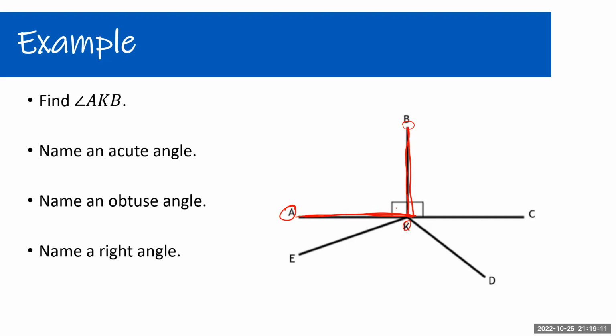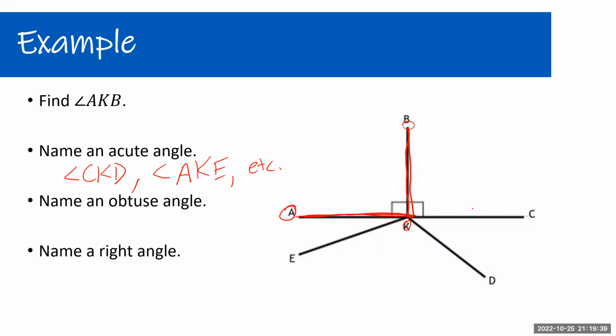If we want to name an acute angle, there's lots of them here. Okay, lots of small angles. We could name angle CKD. We could name angle AKE, and so on. Just remember, it has to be less than 90 degrees. So it's not either of these two right angles, okay?